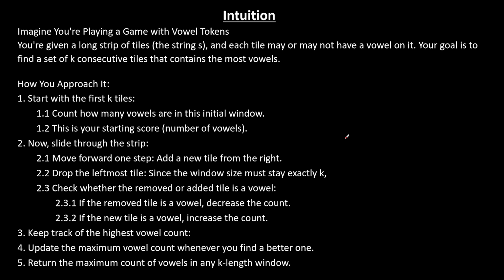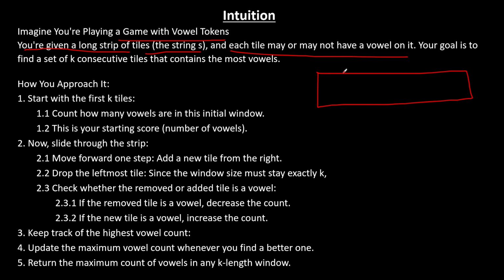To understand what the problem is asking, we should build up an intuition for the problem. Now let's imagine you are playing a game with vowel tokens and you are given a long strip of tiles, and this is basically the string S, and each tile may or may not have a vowel on it. Okay, so let's assume that you have been given tiles.